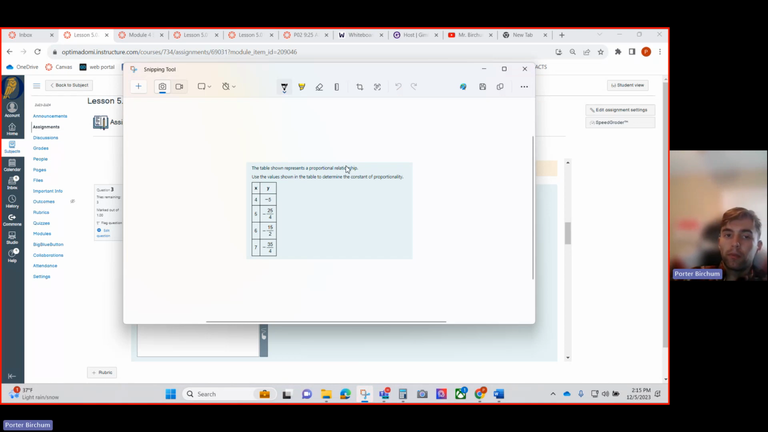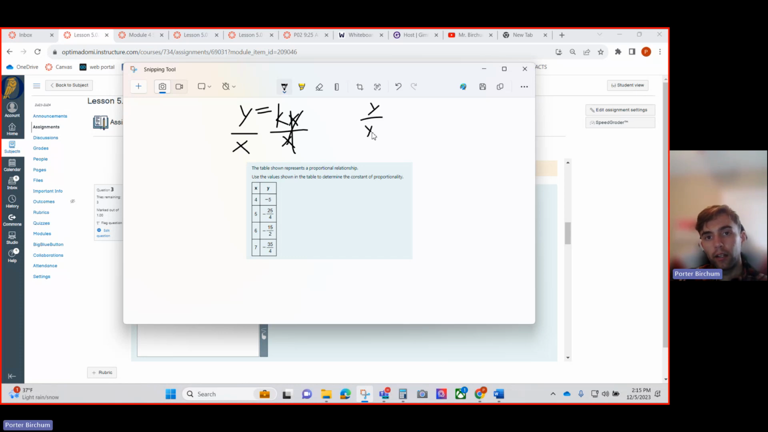Question 3. The table shows a proportional relationship, x's and y's. The formula for constant of proportionality is y equals kx. This equation tells us what y is. We don't want to know what y is. We want to know what k is. So let's rearrange this formula with inverse operations and move x to the other side of the equal sign. Those cancel out. y divided by x equals our k, our constant of proportionality.